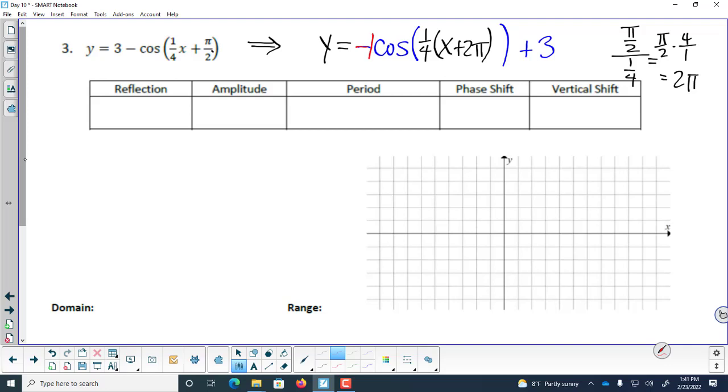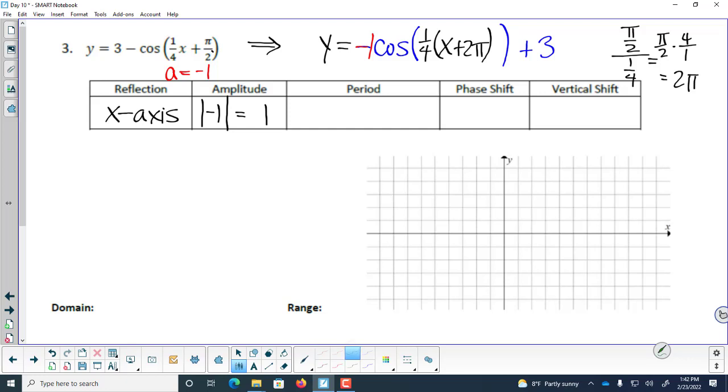It is -1, right? A is -1. A tells me if there's a reflection and tells me the amplitude. Is there a reflection about the x-axis, yes or no? Yes, because A is negative. What's the amplitude? 1. The absolute value of A is 1. That means 1 up, 1 down to get from the midline to the max and the min.